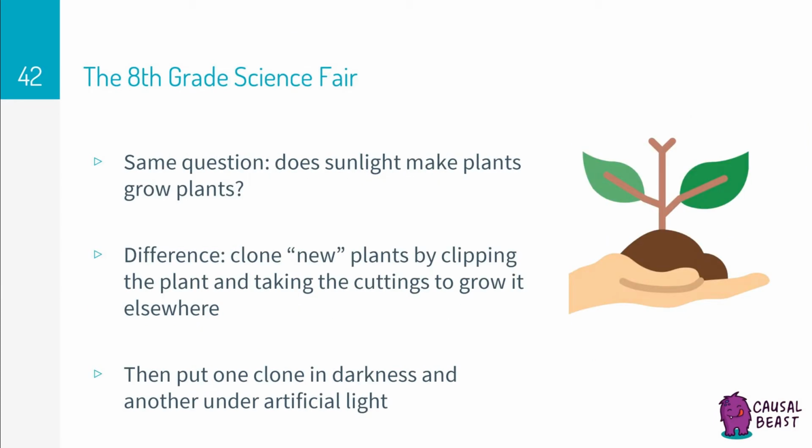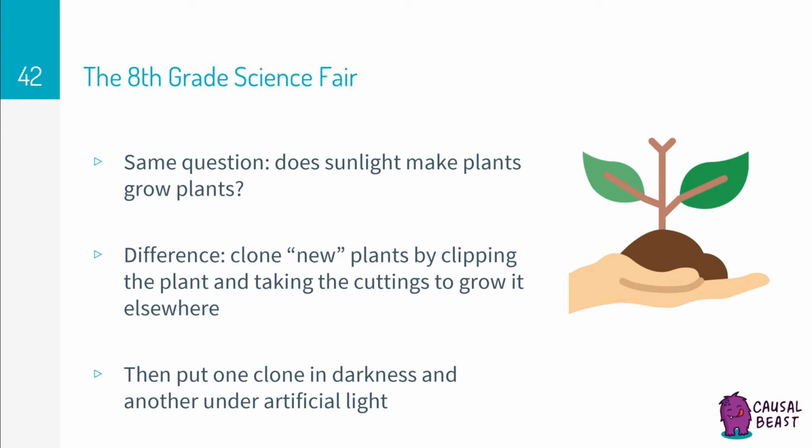We're actually quite familiar with the controlled experiment, because we most likely tried one as part of a middle school science project. I think everyone at one point has tried the science project where you're testing the causal effect of light on plant growth. If you're not familiar with it, it's quite simple. You create genetically identical plants by clipping one plant and taking the cuttings to grow them elsewhere. That way, we have plants that are all identical.